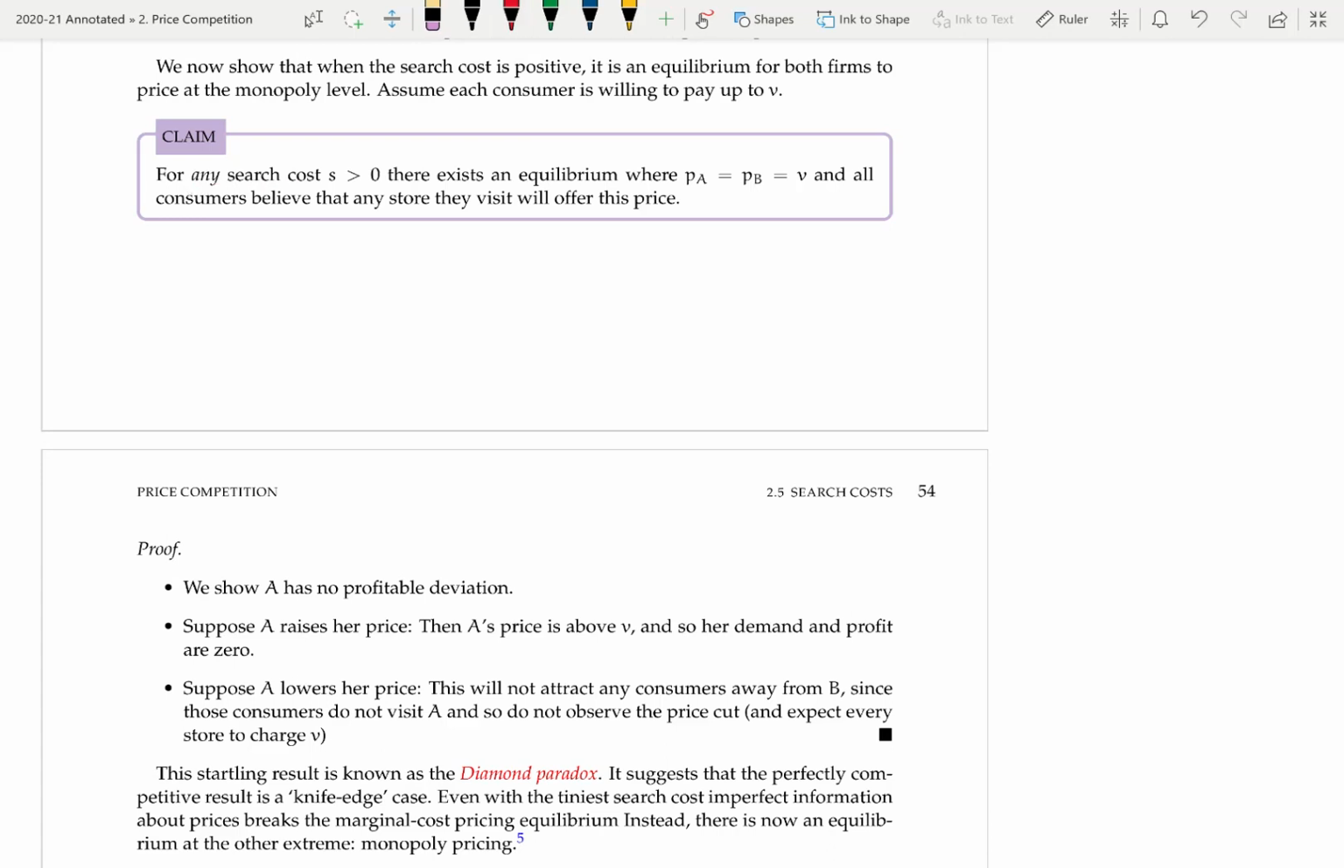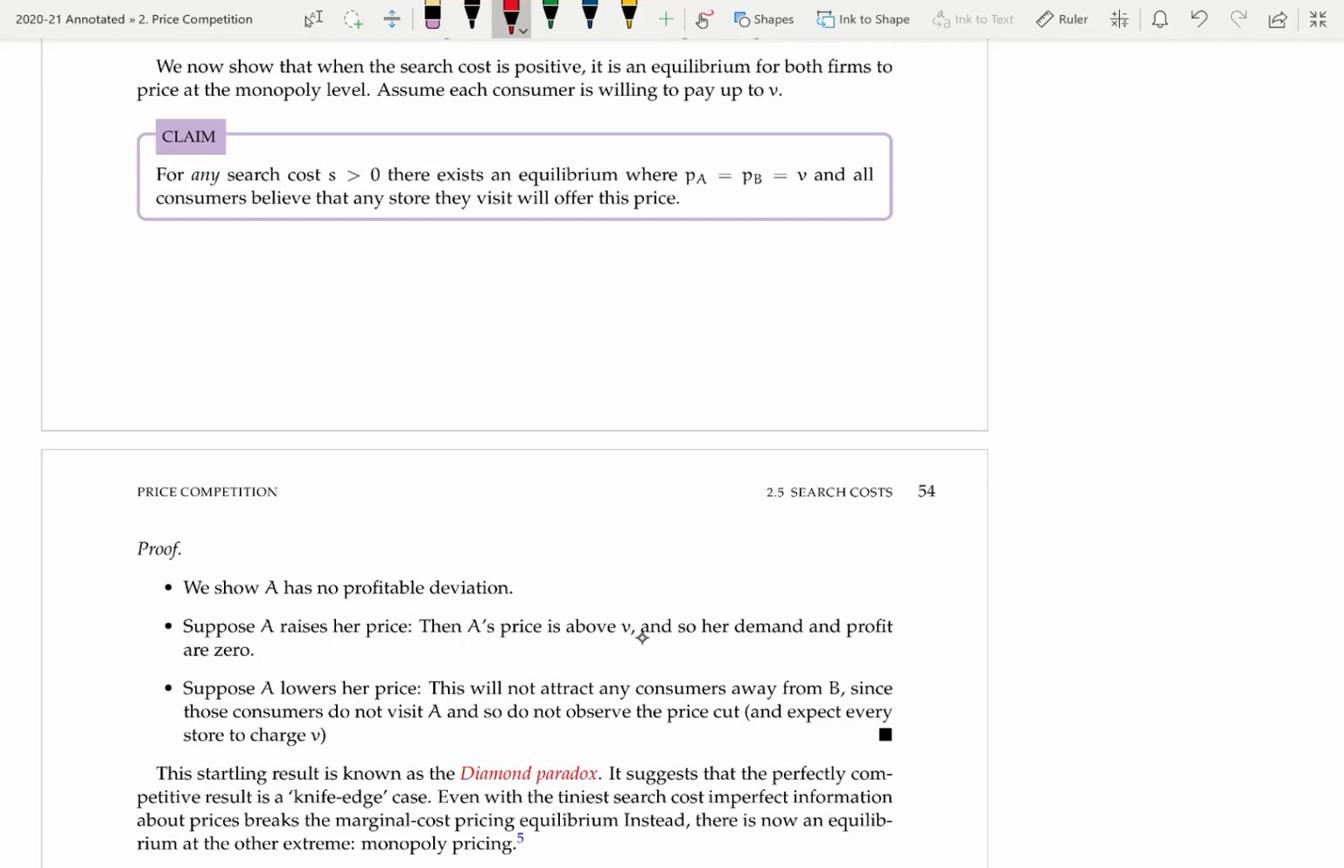The other thing we have to take account of is that there's imperfect information in this game. So in describing the Nash equilibrium, we also need to describe the beliefs of the consumers. In this equilibrium, the prices are equal to V, and all consumers believe that any store they visit will offer this price. So the consumers' beliefs are consistent with the prices chosen by the firms. In the proof, we'll, as usual, show that a firm has no profitable deviation. Let's think about firm A. What if she raises her price?